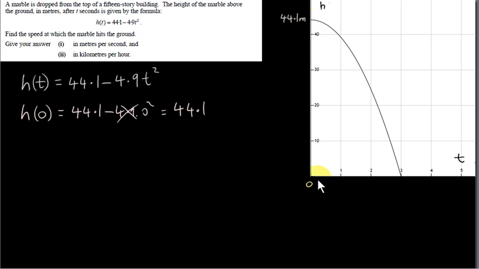This value here. And you can see that the marble is then dropped, and as time goes on, the height of the marble drops to 0. And you can see that at about 3 seconds, the height is actually 0. So when the height is 0, the marble is at the ground.